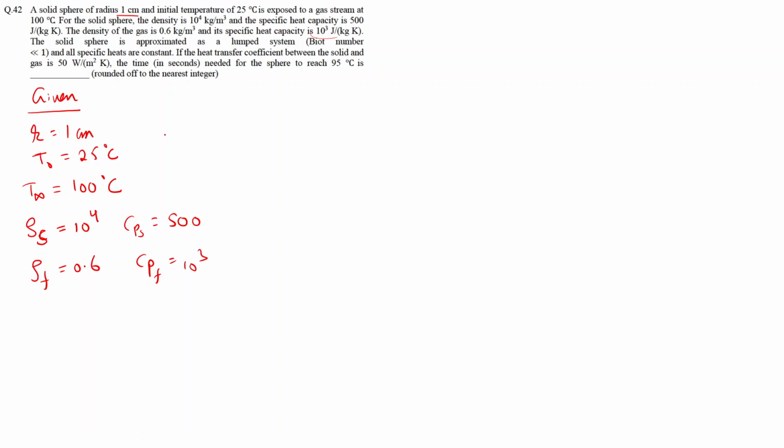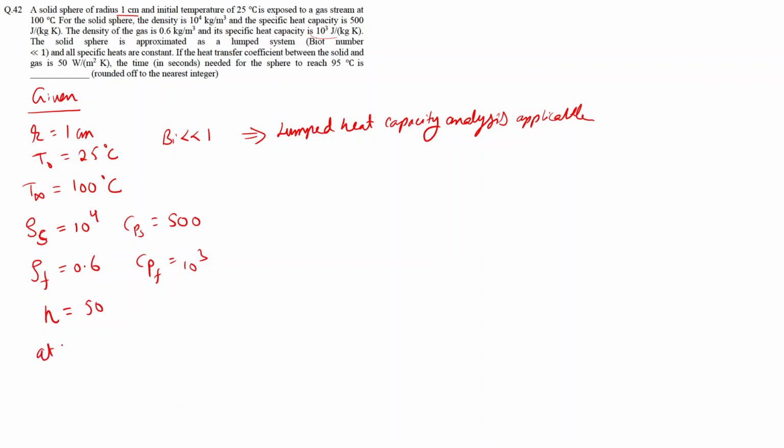Now Biot number is very less than 1. So this implies that lumped heat capacity is applicable. The specific heats are constant and the heat transfer coefficient, that is h, we have been given as 50 watt per meter square Kelvin and at temperature equal to 95 degrees Celsius, time we have to find. So all these parameters have been given.